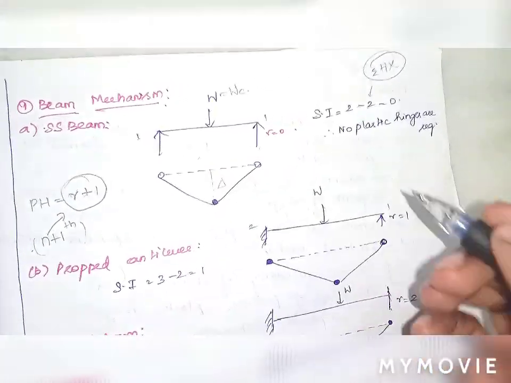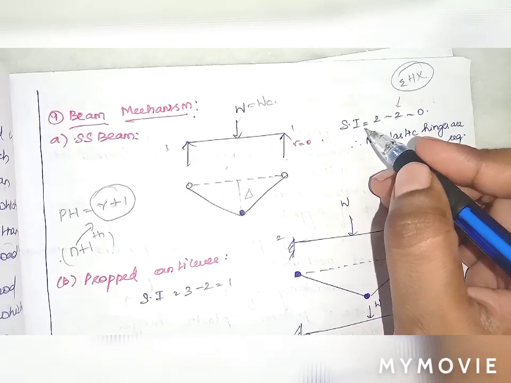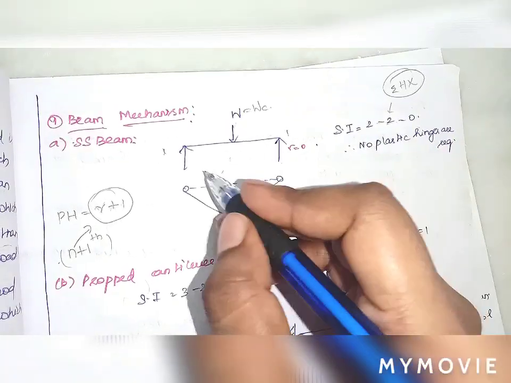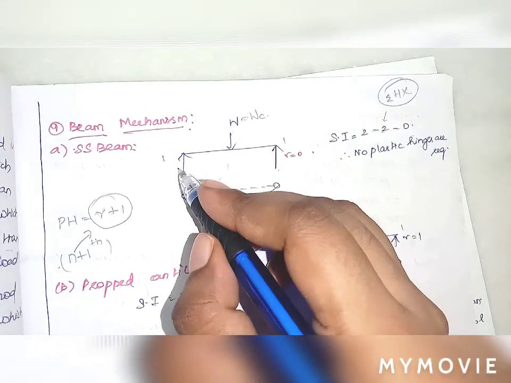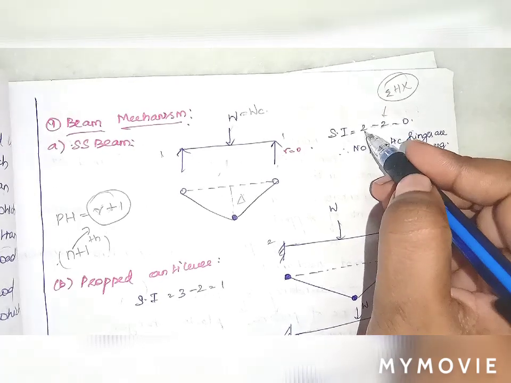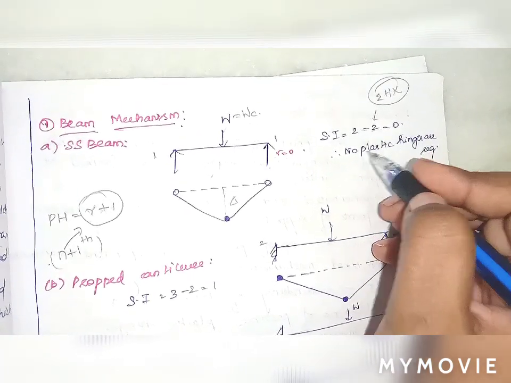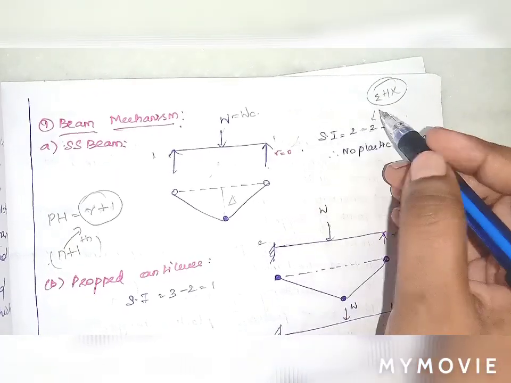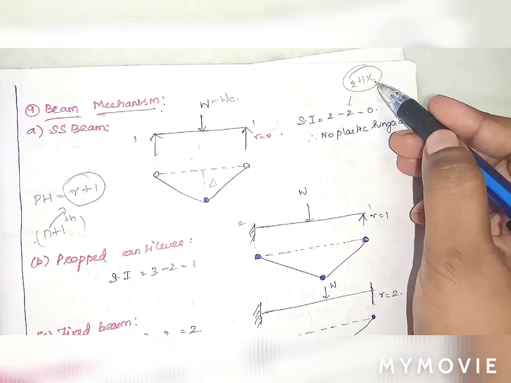So what is the R value for the simply supported beam? Statical indeterminacy, or R, is equal to the number of unknown reactions minus the number of equilibrium equations. Here there is one unknown reaction and here there is one unknown reaction. Adding both these supports, we get 2. Then we subtract the number of equilibrium equations. There are totally 3, but since this is a beam, I am neglecting the horizontal equation.